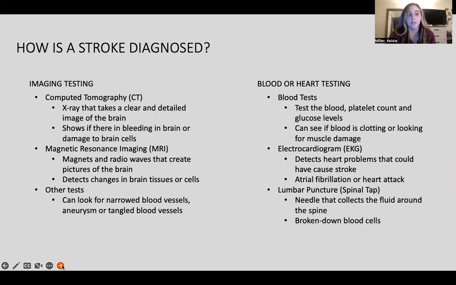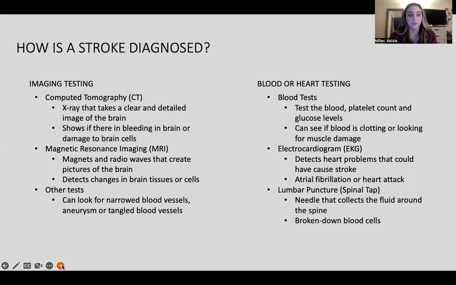How is it diagnosed? There are two ways a stroke can be diagnosed, and those are imaging testing and blood or heart testing. For imaging testing, CAT scans are used, which are x-rays that take a clear and detailed image of your brain, and this shows if there's bleeding in your brain or any damage to your brain cells. An MRI is also used, which uses magnets and radio waves to create pictures of your brain. This can detect brain tissue or cell changes.